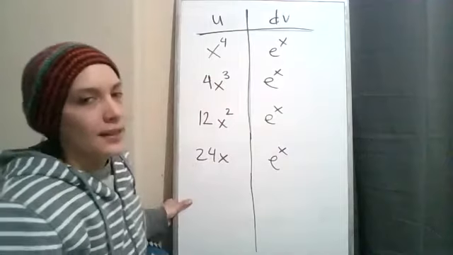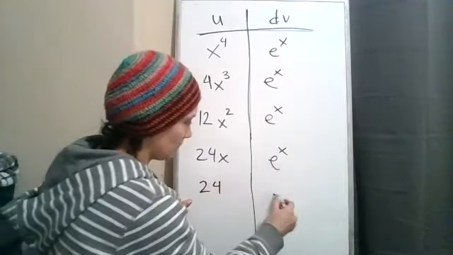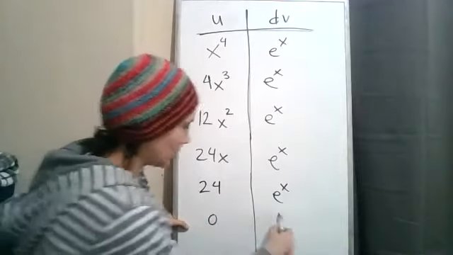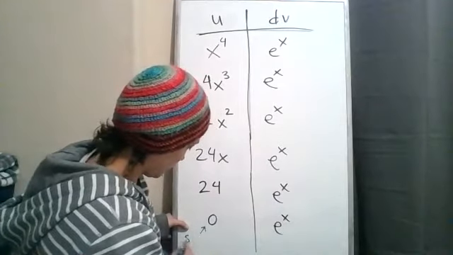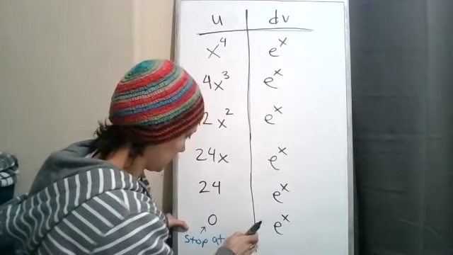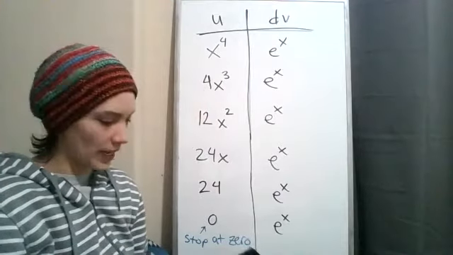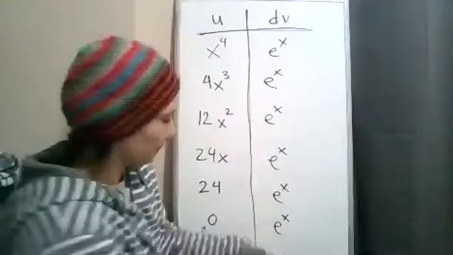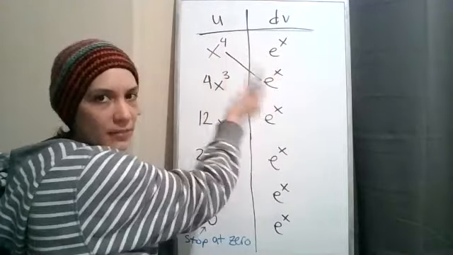Right. Derivative would give you 24. Integrate, give e to the x. Derivative, we have 0. And that's e to the x. So you get to 0 and you're done. So you would have had u times v. That's positive, just that number times that number.